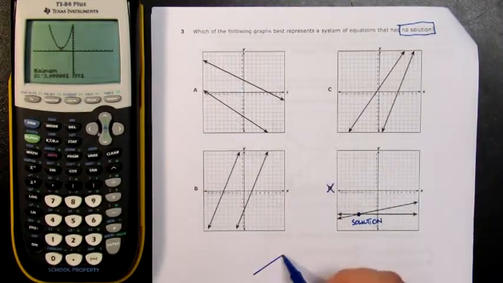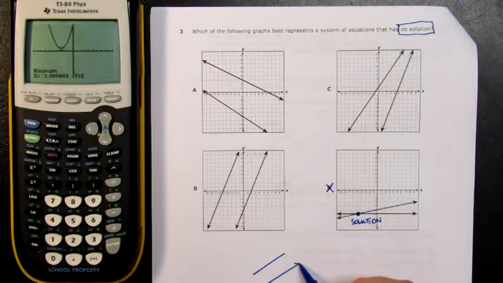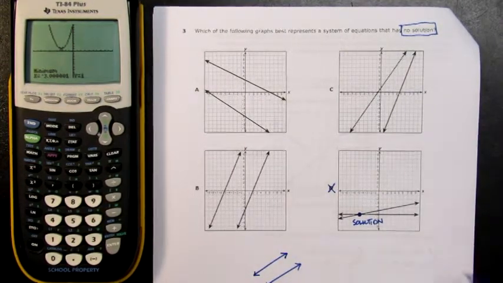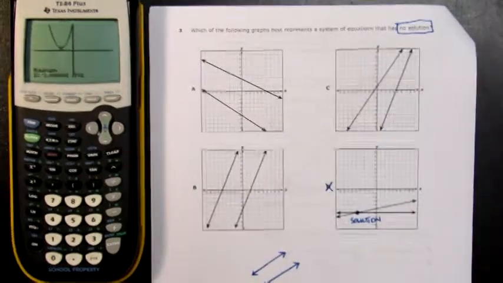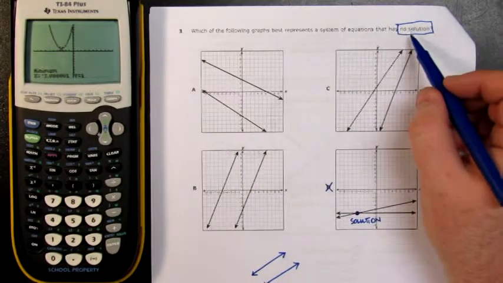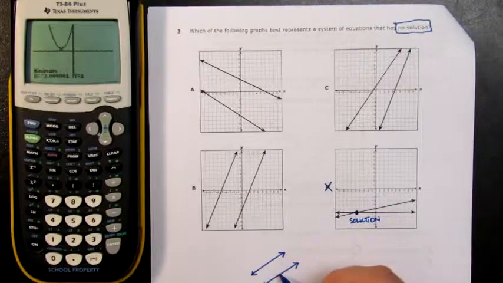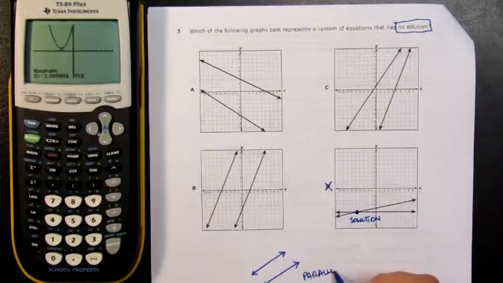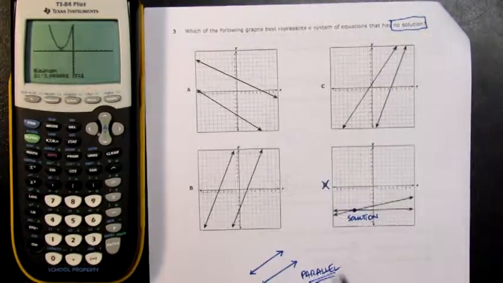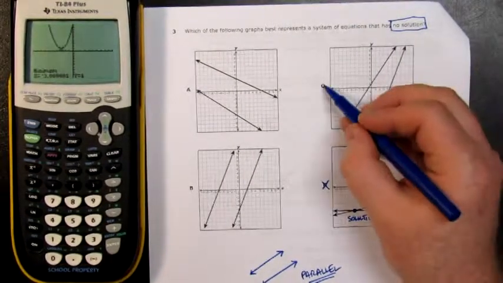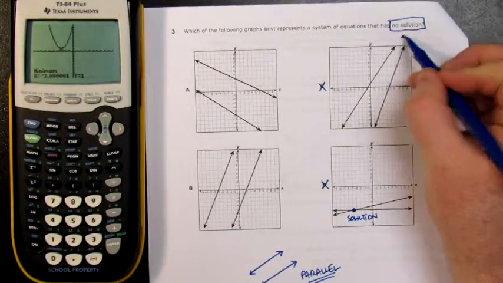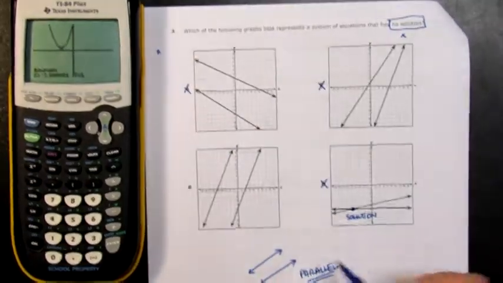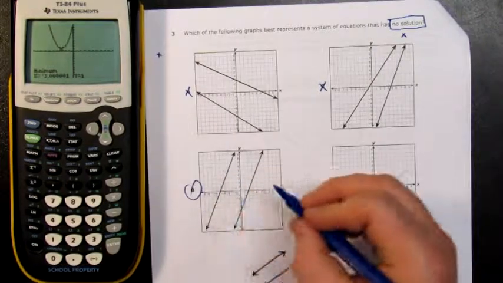Two lines that have no solution means we're looking for two lines that never touch, that have no intersection. Because remember, the solution to two lines is where they cross. So a system of two lines that has no solution are parallel lines. We're looking for parallel lines. And now we look at our answer choices. These are not parallel. They will eventually cross out here. These are not parallel because they will eventually cross out here. B, these are our parallel lines.